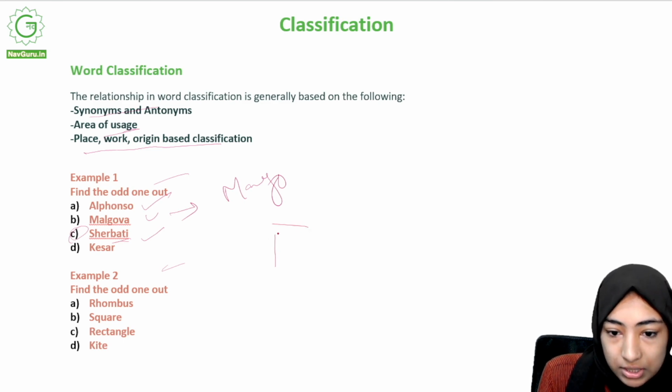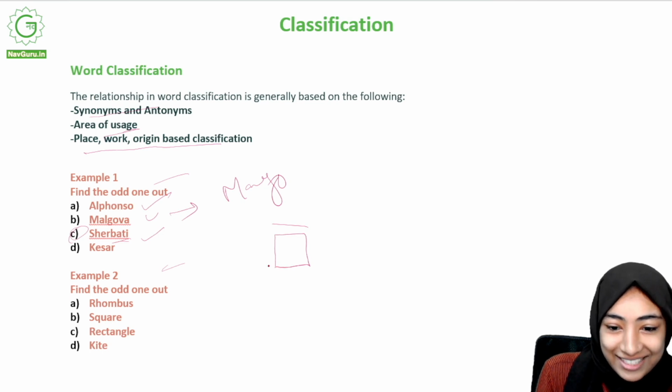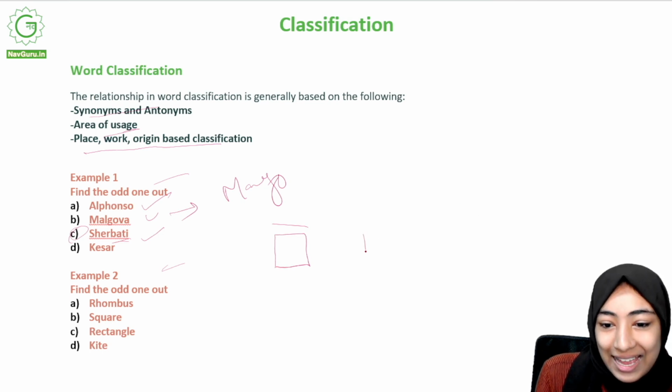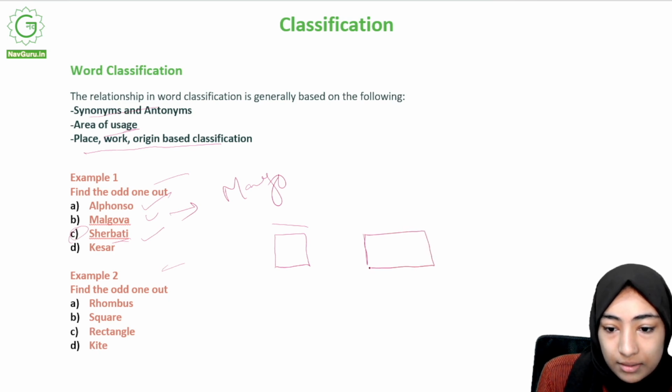Let's first draw a square. My drawing is not great, just assume this is a square. Now let's draw a rectangle. Assume this is a rectangle. And then let's have a rhombus.